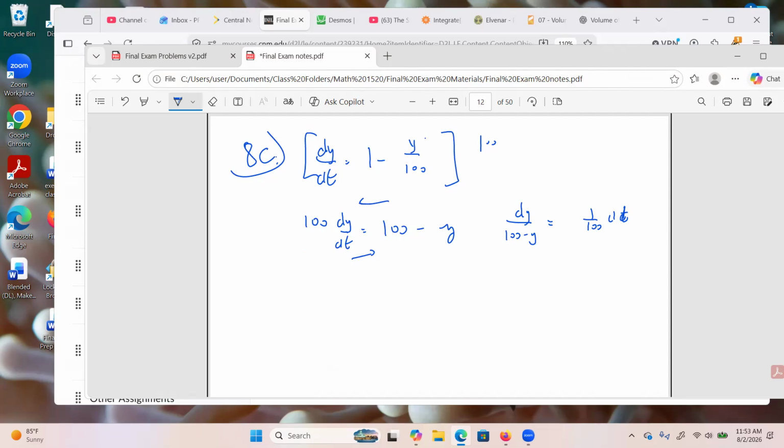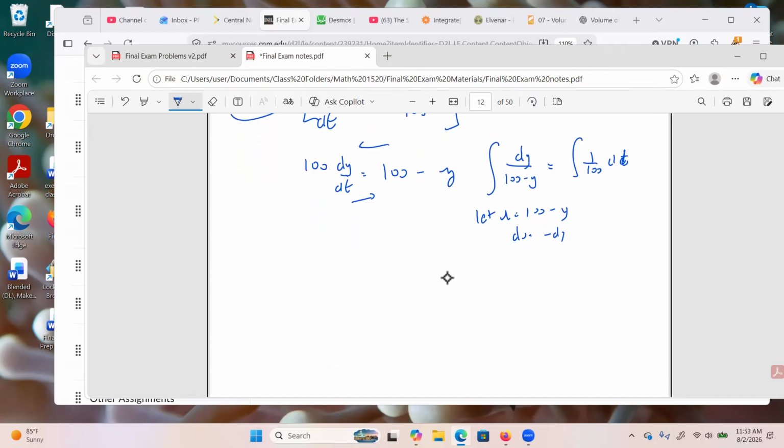Now we have to integrate both sides here. We could let u equal 100 minus y, so du is equal to negative dy. That's not going to be too bad. So we end up with a negative ln of 100 minus y. I'm going to take off the absolute values in a moment because this has got to be a positive number. It is equal to 1 over 100 integrating dt, and we get t plus c.